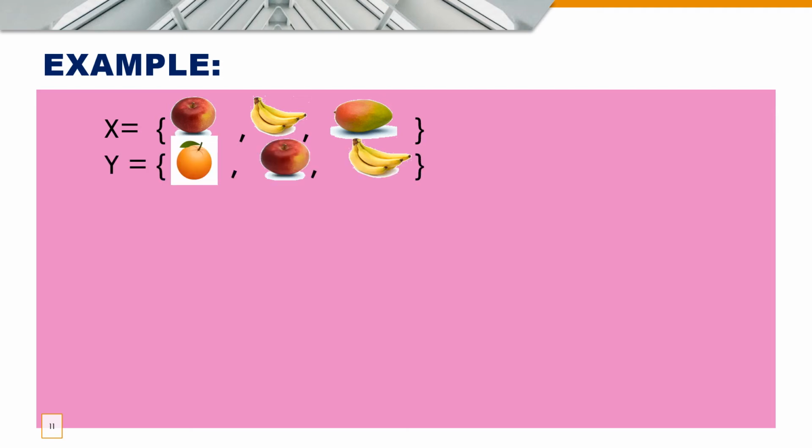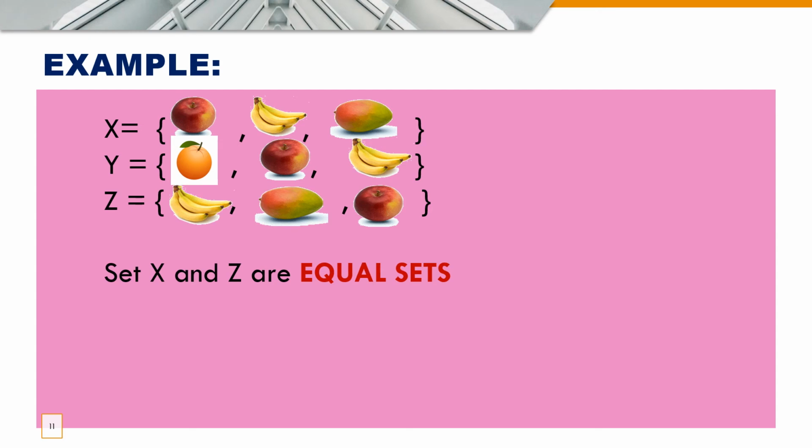So let's have here an example. Set X contains apple, banana, and mango. Set Y contains orange, apple, and banana. And set Z contains banana, mango, and apple. So, saan dito yung set na masasabi nating equal? Right! Set X and Z are equal sets dahil pareho silang may apple, may banana, at saka may mango. Saan naman natin mabibilang ang set X at saka set Y?